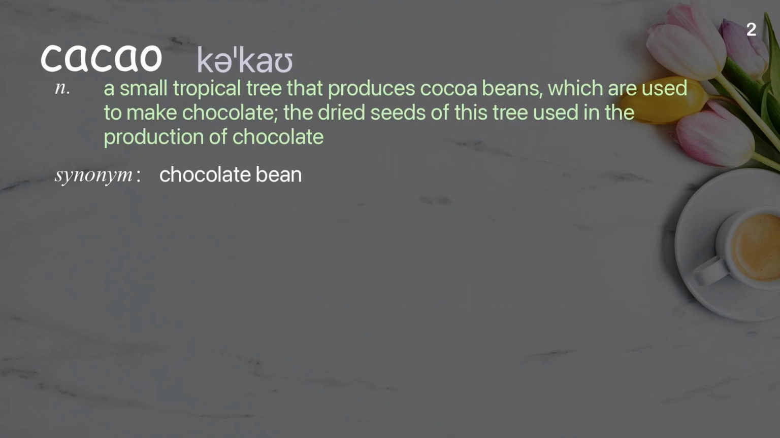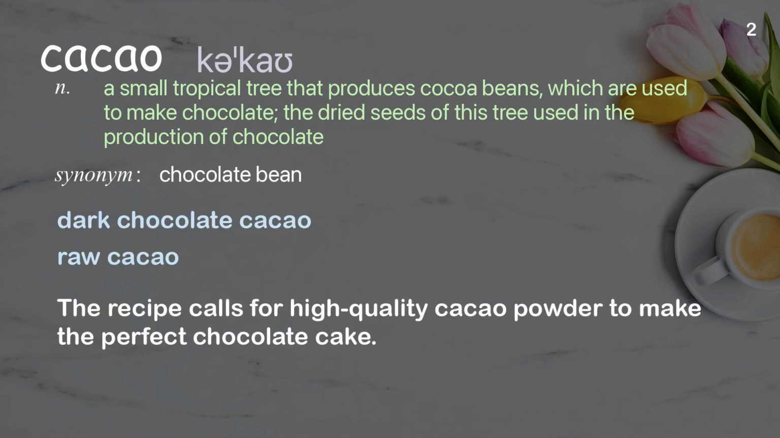Cacao. A small tropical tree that produces cocoa beans, which are used to make chocolate. The dried seeds of this tree used in the production of chocolate. Examples: Dark chocolate cacao. Raw cacao. The recipe calls for high-quality cacao powder to make the perfect chocolate cake.